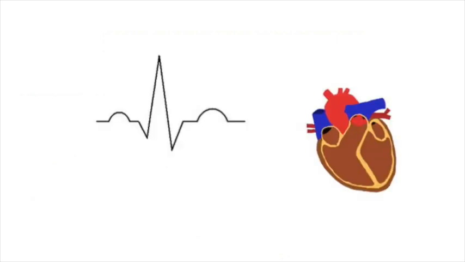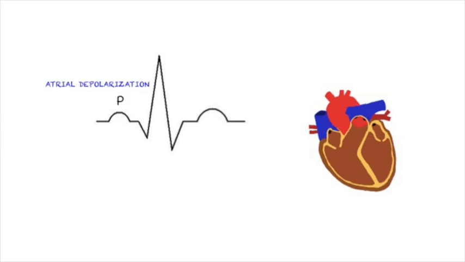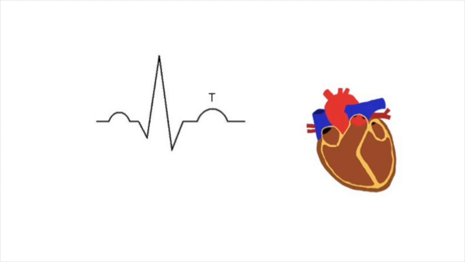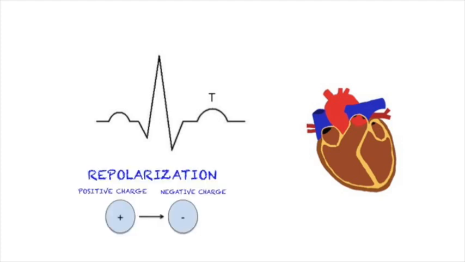So here you have a normal sinus rhythm on an EKG. You have a P wave, which is a recording of when the SA node is firing an electrical signal, causing the atria to depolarize. The QRS is a recording of the AV node firing electrical signals down to the ventricles, causing them to depolarize. And then here you have the T wave, which is ventricular repolarization, which is when a positive charged cell is becoming more negative, allowing the muscles to relax.